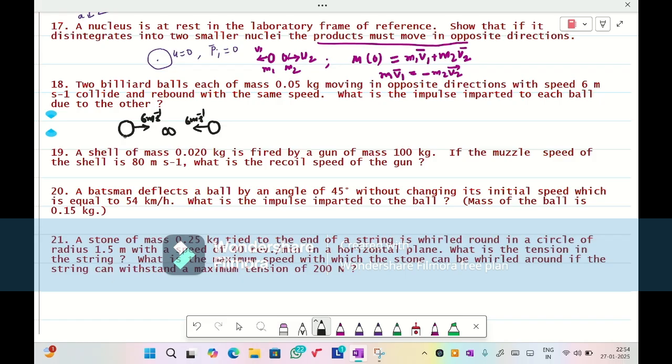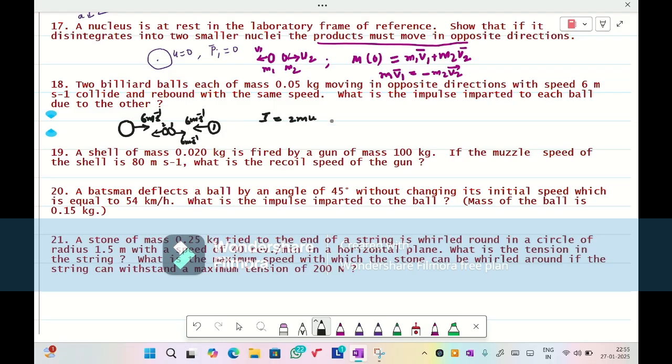And here you have to tell without the collision concept. So after collision it is rebounding, and rebounds means the same speed, 6 meters per second inverse. They are on the same line, so only one-dimensional collision has to be considered here. The impulse is important for each ball. Impulse is equal to change in momentum, and here, along the same line, that equals 2mu, right?